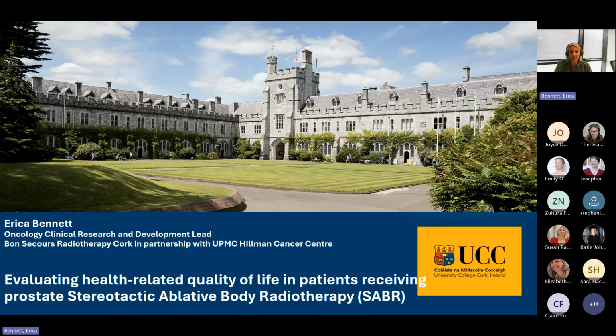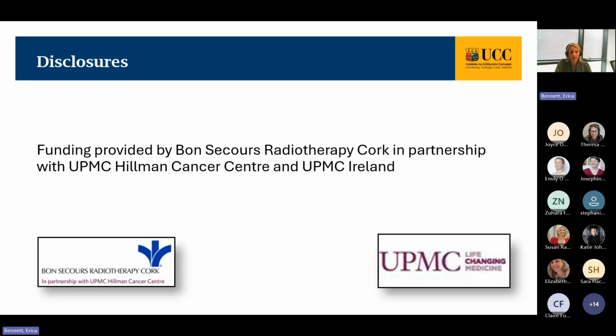I'm the Oncology Clinical Research and Development Lead at the Radiotherapy Department in the Bons. I'm in my first year of my PhD, which is titled Evaluating Health-Related Quality of Life in Patients Receiving Prostate Stereotactic Ablative Body Radiotherapy. My disclosures are that my funding and I have protected time provided from my employers.